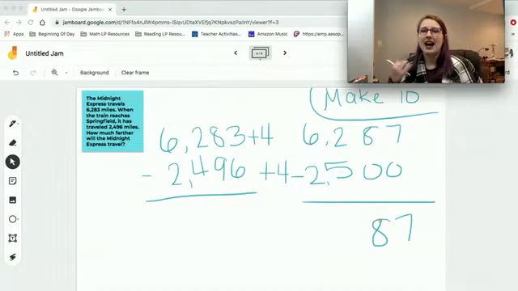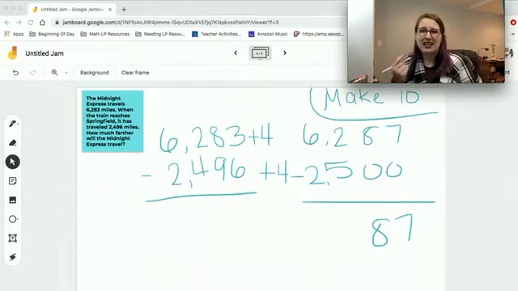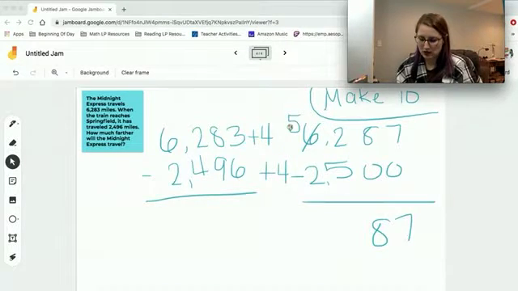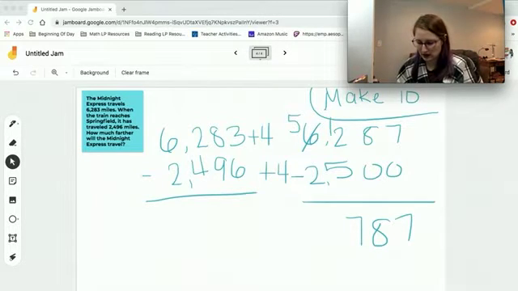2 minus 5, I cannot do that. I'm going to have to borrow. So at least I only have to regroup once instead of 3 times in the old way. So here we go. I need to borrow from the 6, so I'm going to turn that into a 5, and that 2 is now going to become a 12. 12 minus 5, that's 7, and then 5 minus 2, I know, is 3.